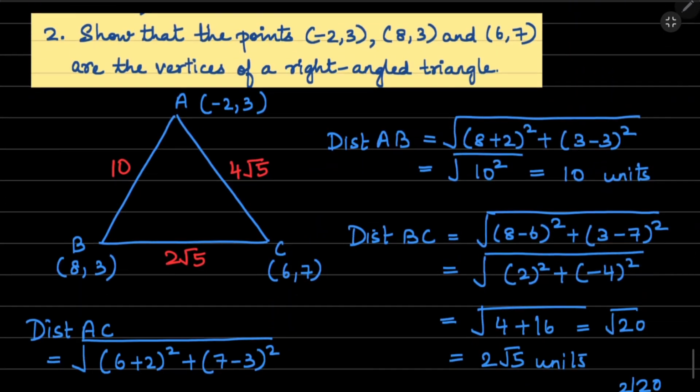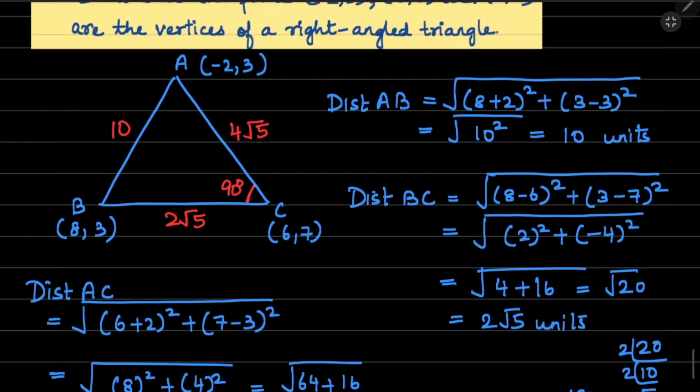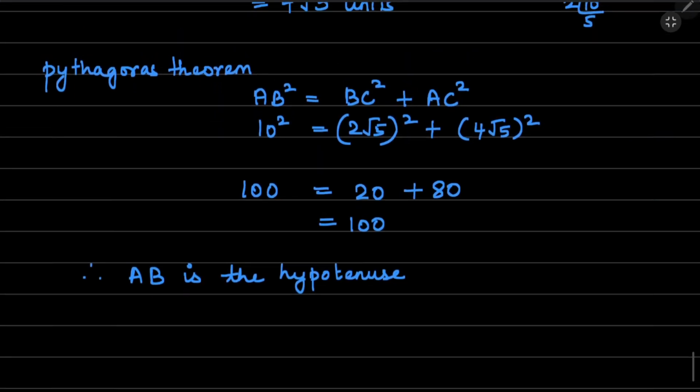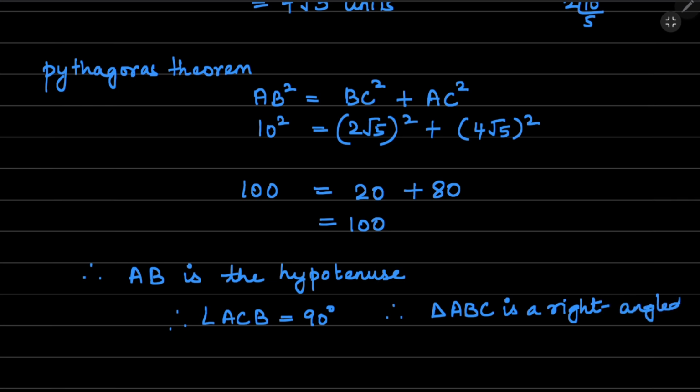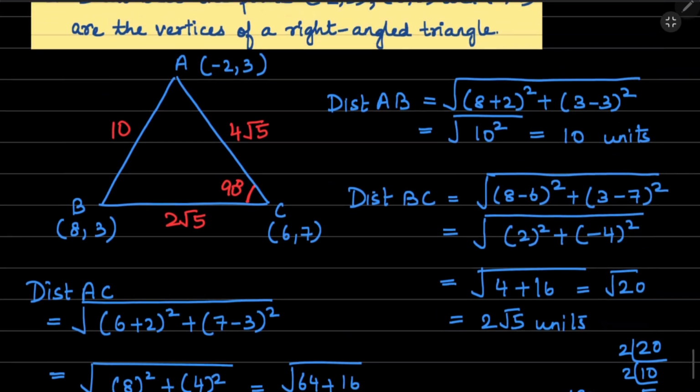And which is the angle which is right opposite to AB? This one, right? So this angle is 90 degrees, angle ACB. Therefore, you can write angle ACB is equal to 90 degrees. Therefore, triangle ABC is a right angled triangle. Hence proved.